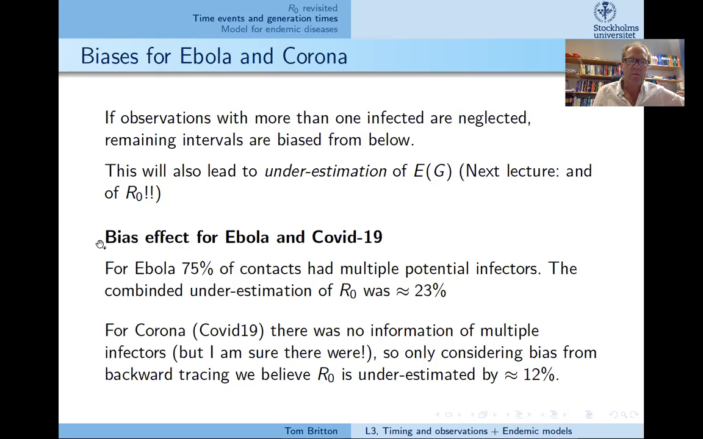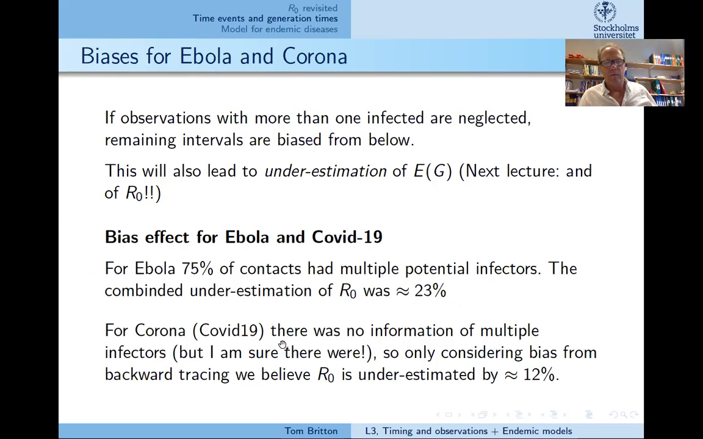So we looked at an Ebola paper, and as I said, they threw away 75% of the observations, and the combined effect of these three problems we estimated to be that the estimate of R0 was underestimated by about 23%. So a fair amount of underestimation.